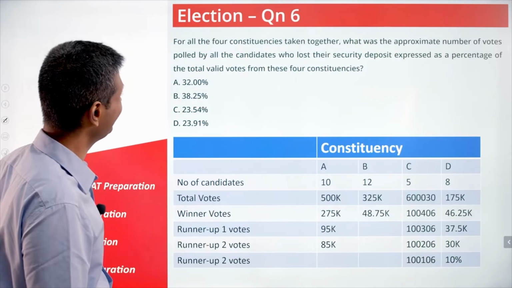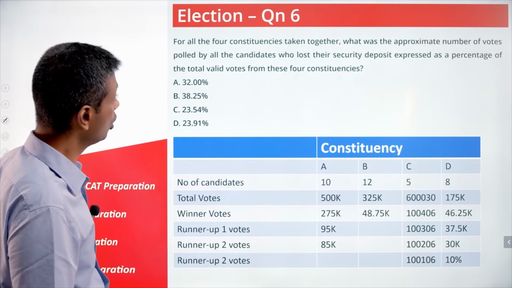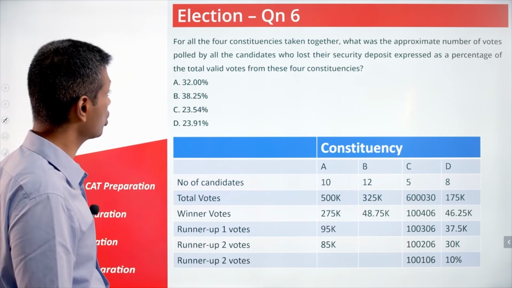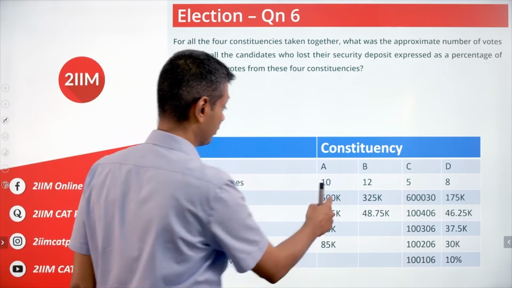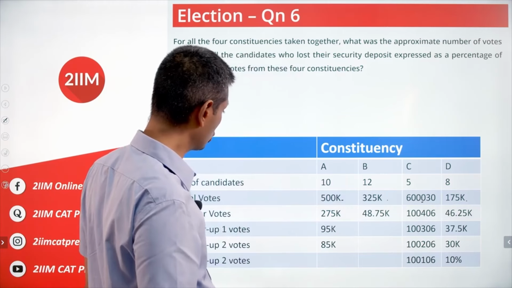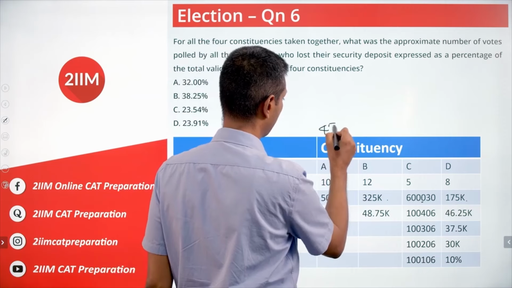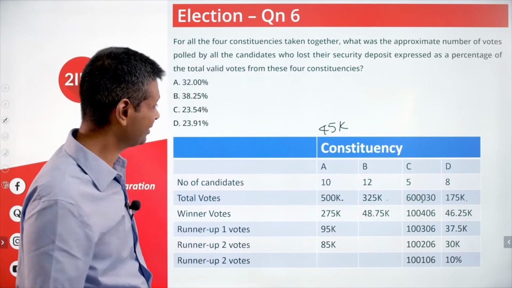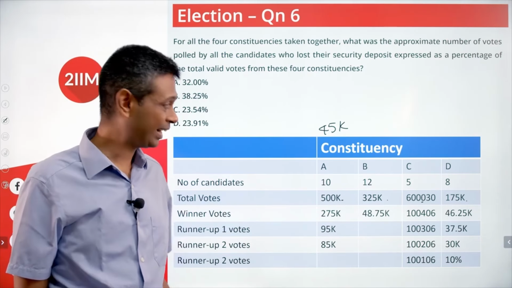For all the 4 constituencies taken together, what is the approximate number of votes polled by all the candidates who lost their security deposit, expressed as a percentage of total valid votes from these 4 constituencies? Total valid votes we have clearly. That we can add up. How much was polled by candidates who lost their security deposit? In A, we've already calculated this, 45K. And so in B, we want an approximate answer to start with. Except this guy, everybody else lost their security deposit. That I can find out.